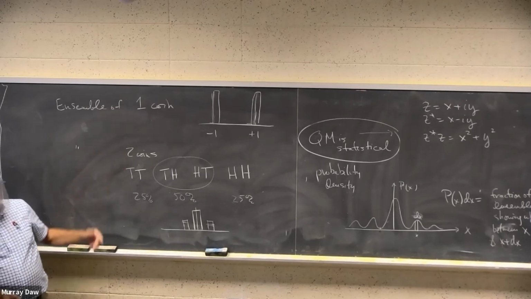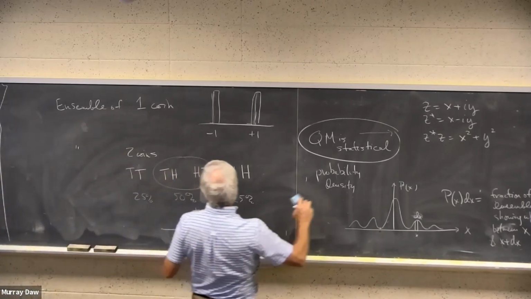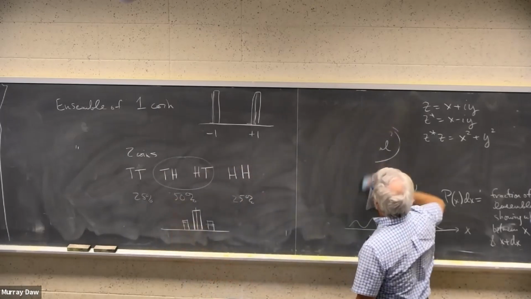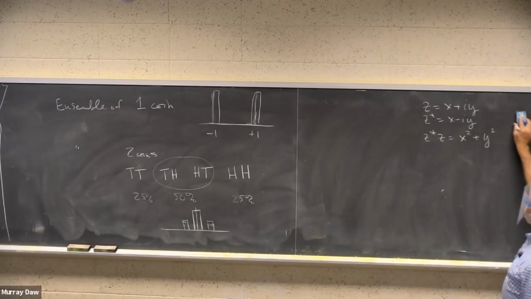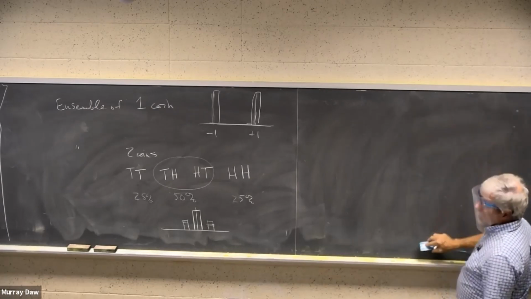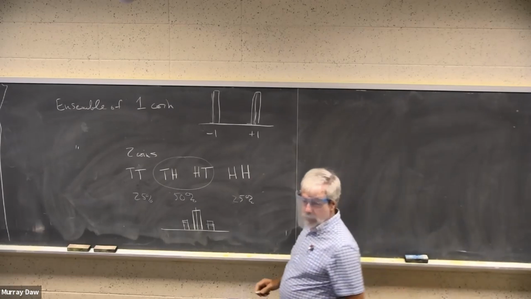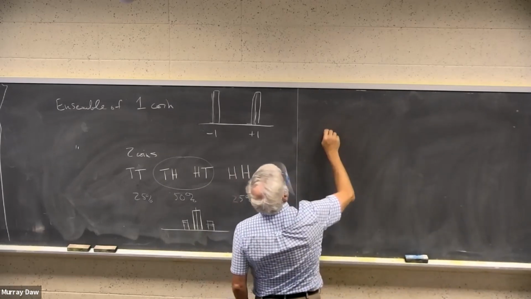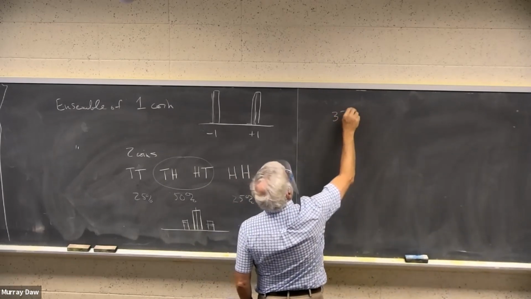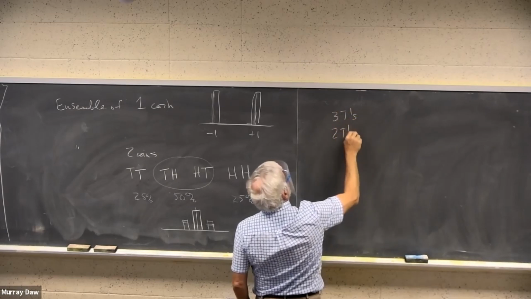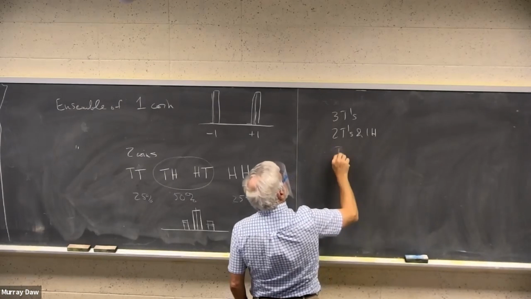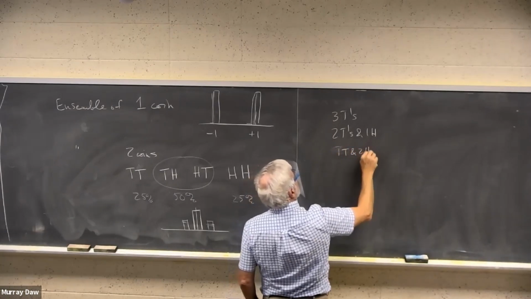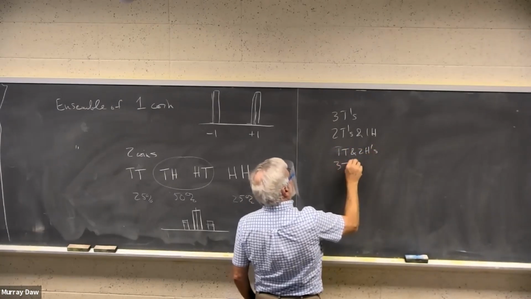But then I could start grouping them, right? In the 3 coins, you could have the possibility of 2 tails and a head, or 2 heads and a tail, right? So 3 tails, 2 tails and a head, 1 tail, 2 heads, 3 heads. So now I'm grouping the 8.